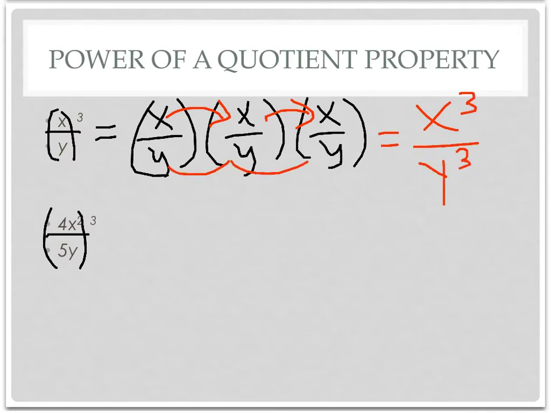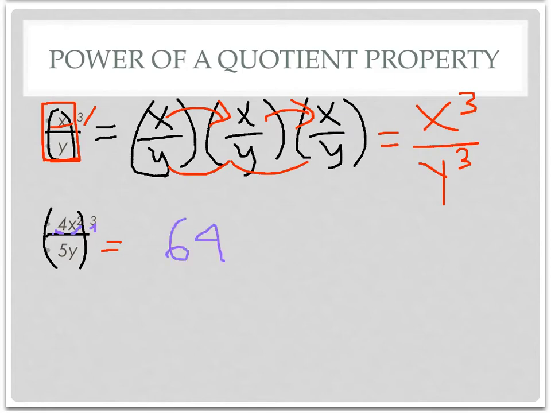So when you take a fraction, or a quotient, and you take it to a power, both the numerator and the denominator have to be raised to that power. So keeping that in mind, let's go ahead and do this next one. I have 4x squared all cubed. So first I'm going to take this 4 and I'm going to cube it. So 4 times 4 is 16, and 16 times 4 is 64.